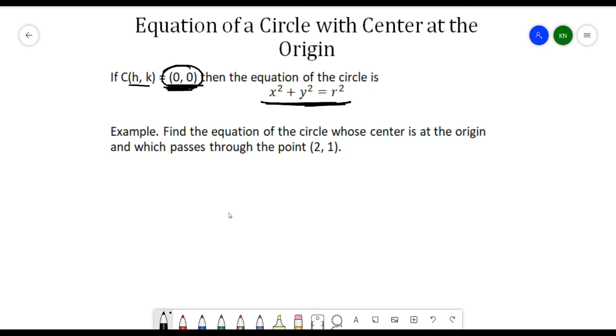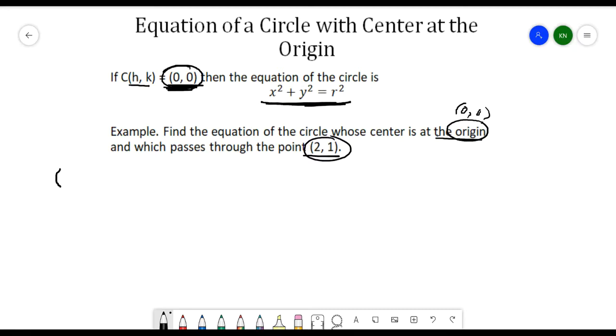So for example, find the equation of the circle whose center is at the origin and which passes through the point 2 and 1. So as we can see from the problem, the radius is not given here, so we need to solve for the radius first. So in order for us to solve for the radius, we need to use the points that we have here in our problem, which is the origin, 0 and 0, and we have the 2 and 1. So we need to use that one.